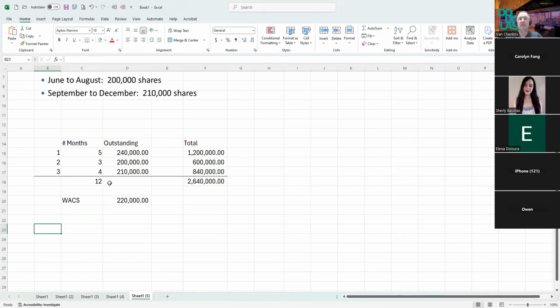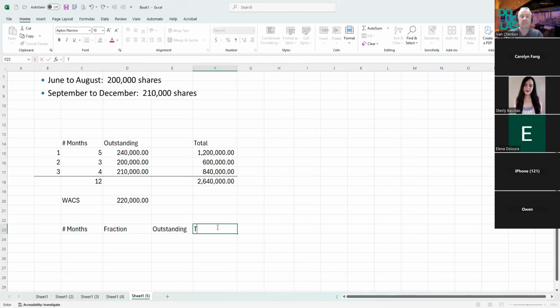The other way is, instead of dividing by 12 at the end, you get that fraction right away. So I'll show you. Again, you're starting with the number of months. Then you get the fraction. Then you get the number outstanding. And then you get the total. So the fraction is based on 12 months.